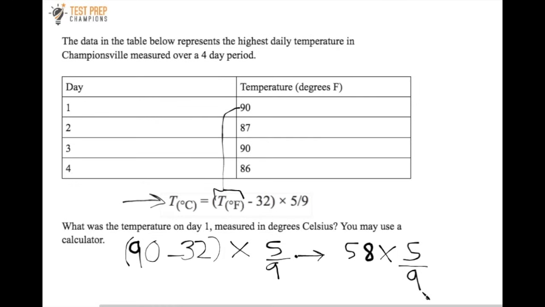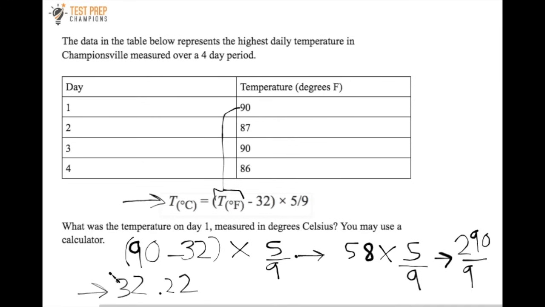Okay, so my next step, I'm going to do 58 and multiply that by 5. Let me show again with this arrow that I'm rewriting it. 58 times 5 is 290, divided by 9. In my calculator, 290 divided by 9 gives me, and I'm going to write the answer right here, 32.2222222. So let me just say 32.22.